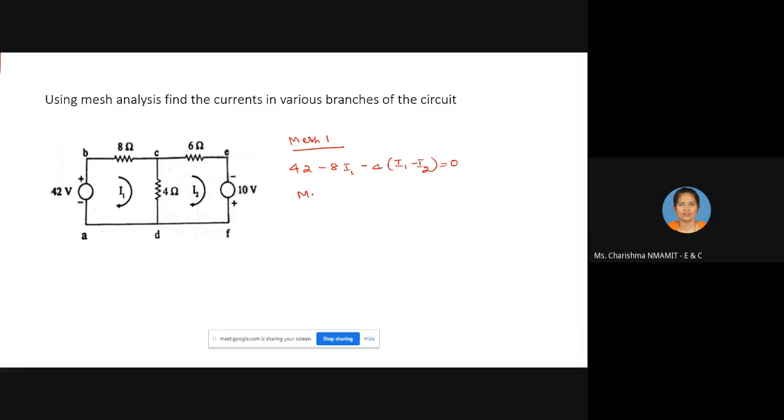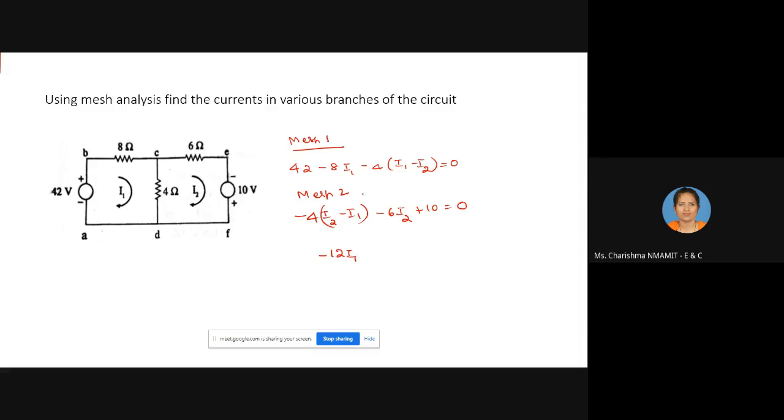For mesh 2, it is minus 4 (I2 minus I1). This current is flowing in this direction. Plus 2, minus 4 (I2 minus I1), minus 6 I2, minus 2 plus 10 equal to 0. Or 8 minus 12 I1.